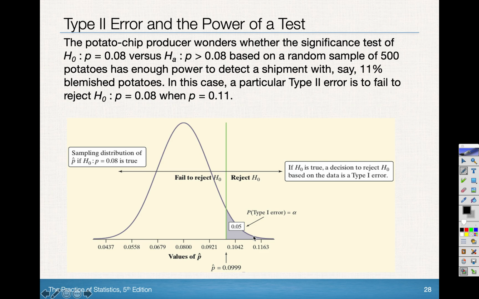Anything to the right of this, you're going to reject the truck. Anything to the left of this, you're going to fail to reject, aka you're going to allow the truck to come on in.